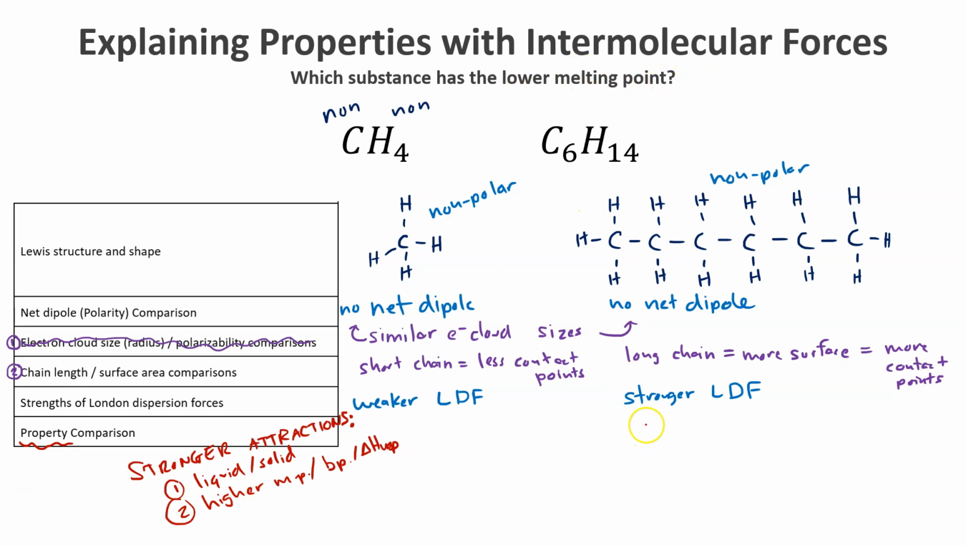So I can predict that hexane is probably going to have the higher melting point because of those stronger LDFs, whereas my methane is going to have the lower melting point because of its weaker LDFs, and I've got my prediction set. Which substance is going to have the lower melting point? Probably methane. That also wraps it up for this video.